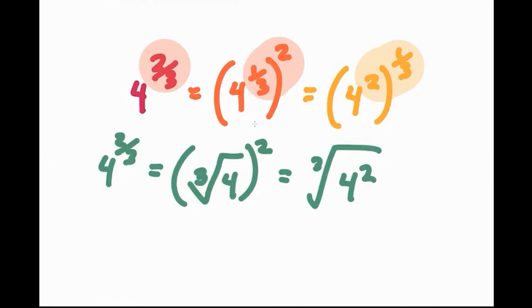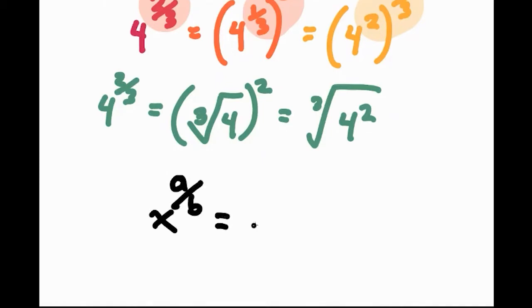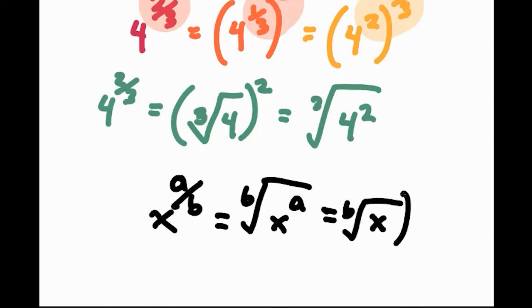Okay, let me write down the main idea and then we'll do some example problems. If you have x raised to, let's just do a over b, it's equal to x to the a, and then you do the b root of it, the bth root. Or you can say x to the bth root is raised to the a power. It's all the same thing. Everything I wrote here is all equivalent.